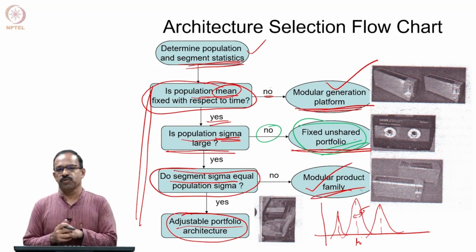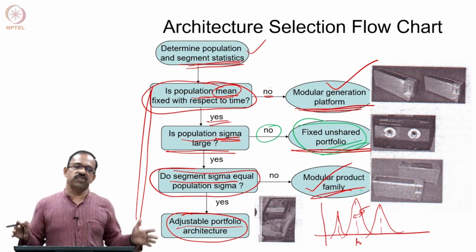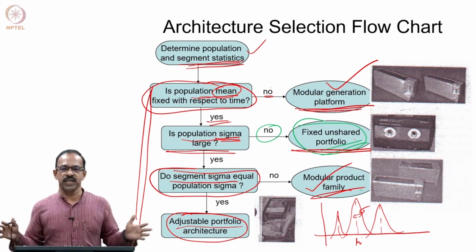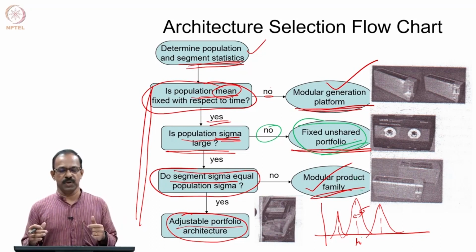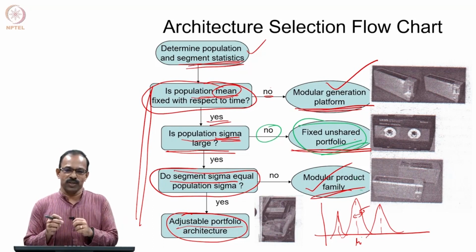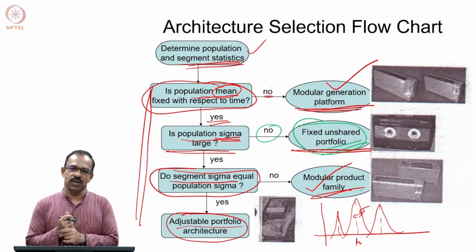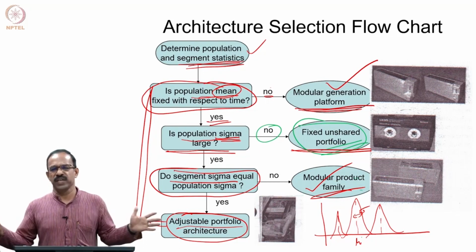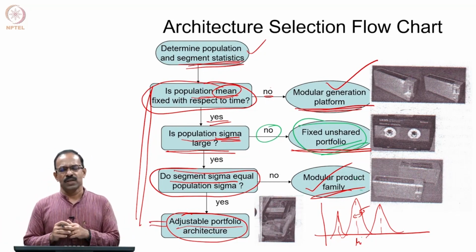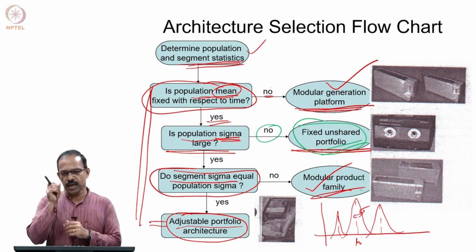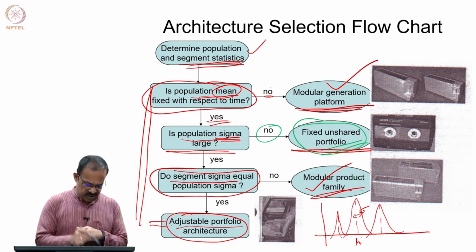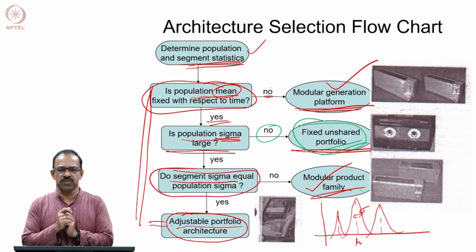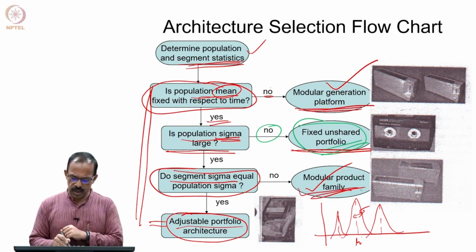a fixed unshared portfolio. Now, if the population sigma is large and the segment sigma is also large, that means there is large variation within the population and within the segment also. That means no single product or no few products are going to satisfy the customer. So, in that case we have to go for an adjustable portfolio architecture. That means large variation within the group and within the segments. Therefore, we cannot go for a modular family, you need to go for an adjustable portfolio, and if the segment variations are very small compared to the population variation, then we can go for a modular product family.